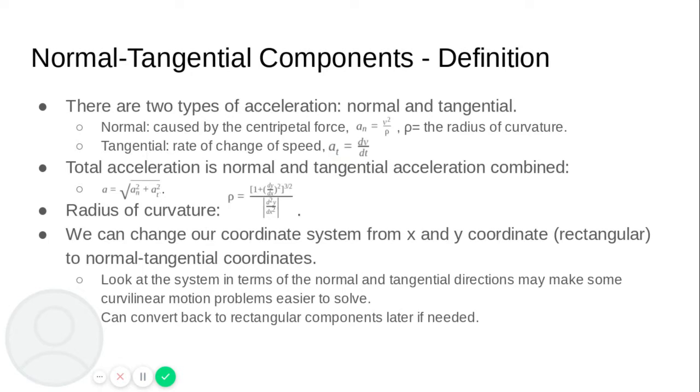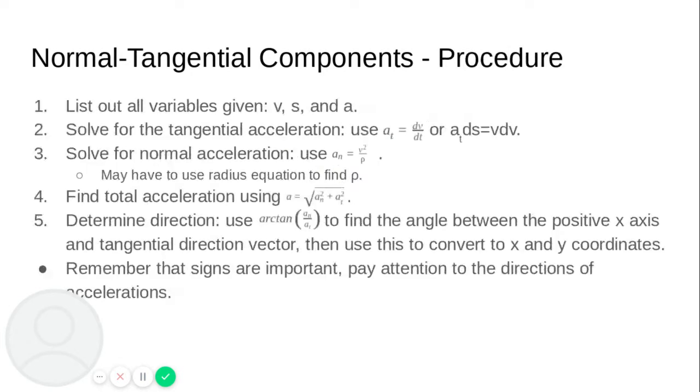Just a note, the radius of curvature rho can be found from the path equation if you're given a path equation, and it's simply 1 plus the first derivative of the path equation squared, all to the 3 over 2 exponent, and then divided by the absolute value of the second derivative of the path equation. Something that can be useful is that we can change our coordinate system from x and y coordinates to normal tangential coordinates. Looking at the system in terms of normal and tangential directions can make some curvilinear motion problems easier to solve, and then we can also convert back to rectangular components later if needed.